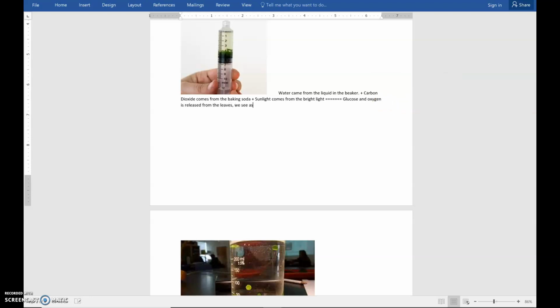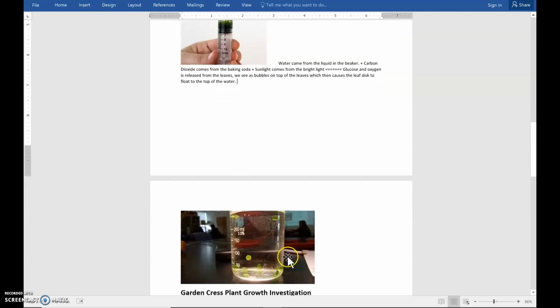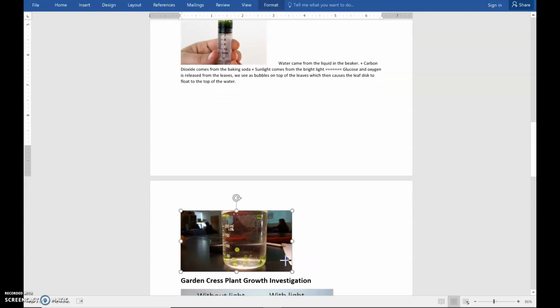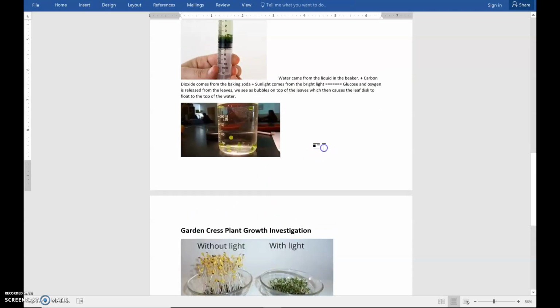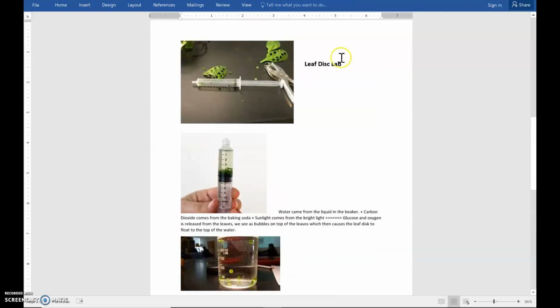We see it as bubbles on top of the leaves, which then causes the leaf disc to float to the top of the water. So you are literally seeing photosynthesis happen in front of your eyes with this lab, and you're seeing evidence of it from the bubbles. So that is how we saw photosynthesis happen in the leaf disc lab.